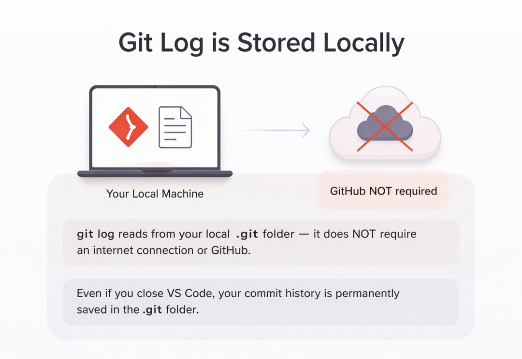And here's another reassurance. Even if you close VS Code or restart your computer, your commit history doesn't disappear. It's permanently saved inside the .git folder in your project directory. The log persists as long as that folder exists. So you never have to worry about losing your history just by closing your editor.